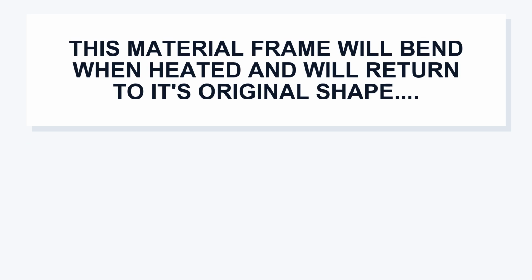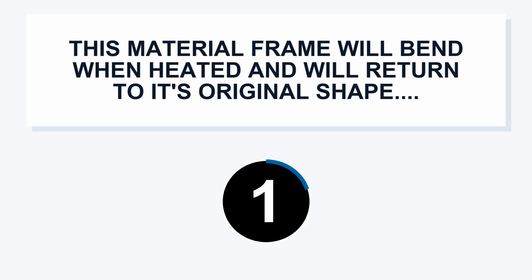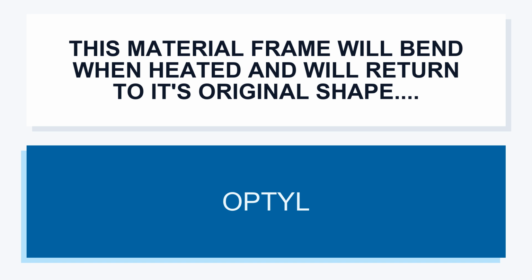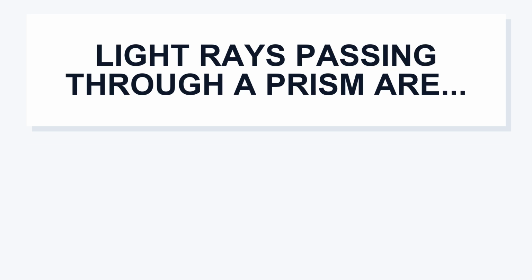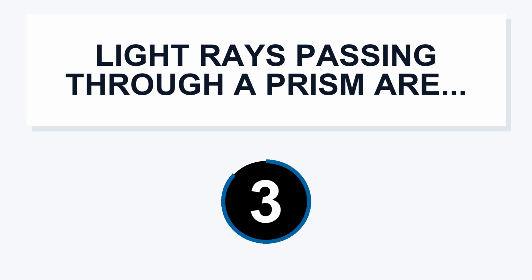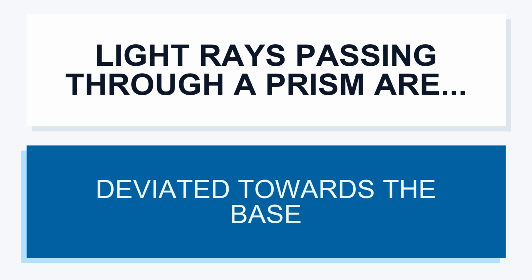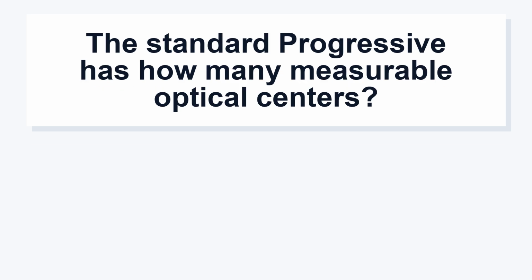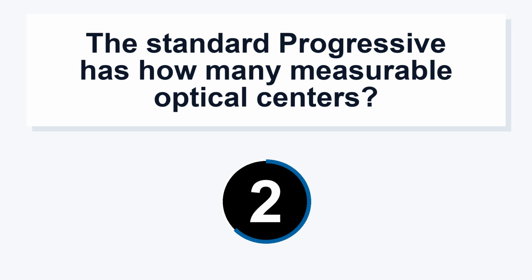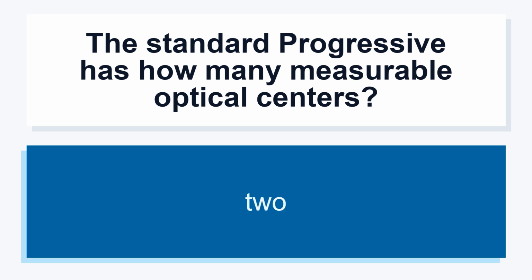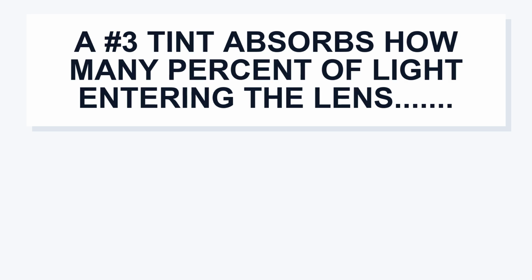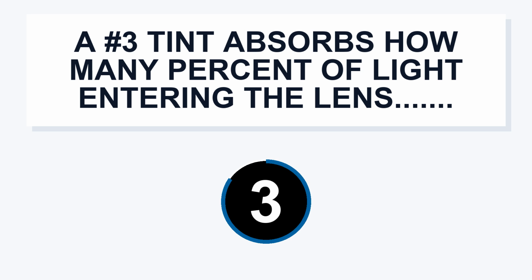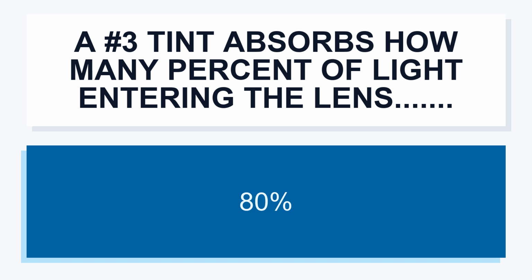This material frame will bend when heated and will return to its original shape. Optyl. Light rays passing through a prism are deviated towards the base. The standard progressive has how many measurable optical centers? 2. A number 3 tint absorbs how many percent of light entering the lens? 80%.